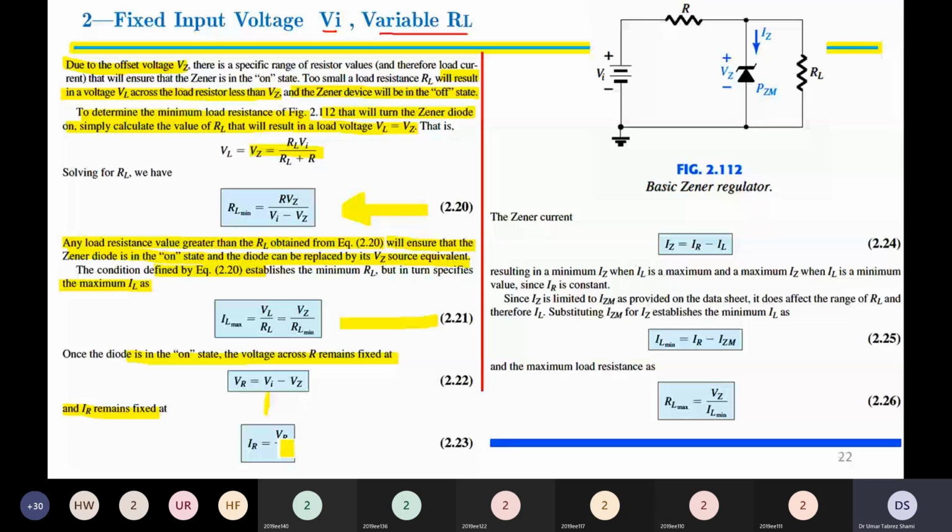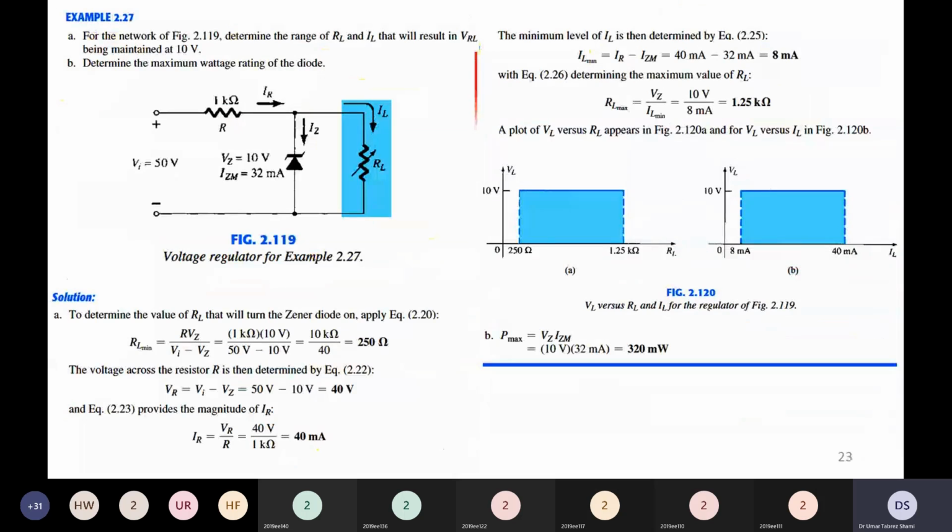Equation 2.23. And our Zener current is given in equation 2.24. It is equal to Iz equal to IR minus IL, resulting in a minimum Iz when IL is a maximum and a maximum Iz when IL is a minimum, since IR is constant. Now Iz will be minimum when IL is maximum, and Iz will be maximum when IL is minimum, because we have a variable RL. Therefore, the minimum load current is given in equation 2.25, whereas the maximum load resistance is given in equation 2.26.